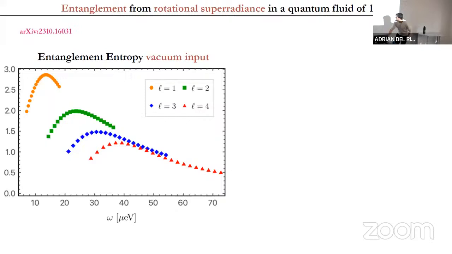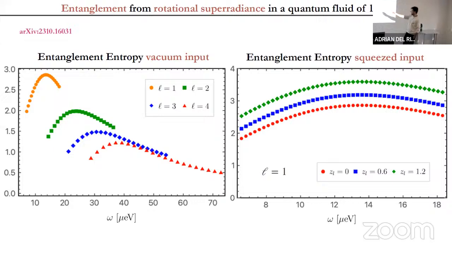So you see that there is non-trivial entanglement production. The different frequency windows of the modes are related to the hydrodynamical approximation, which is basically considering low momentum modes so that the fluid behaves like a relativistic scalar field. And then there is also the fact that the system is finite size, so we have basically a frequency window in which we can predict meaningfully. So that was for vacuum input.